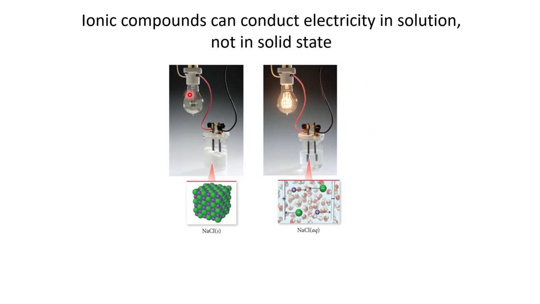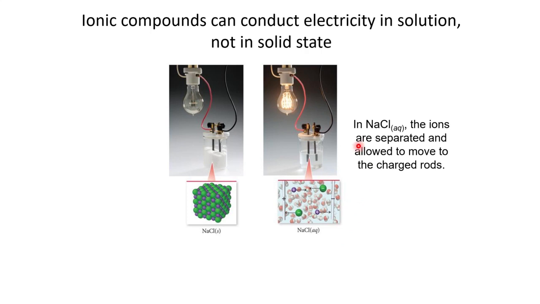Another property of these ionic compounds is they conduct electricity when in solution, but not in a solid state. So when they're in a solid state, we've got our positively charged sodium in purple and the chloride in green here, and the electrons are being held by our chlorines and not held by our sodiums. But when these dissolve in water, we now have a whole bunch of free negative anions and free positive cations, which allow electrons to flow freely through the solution.